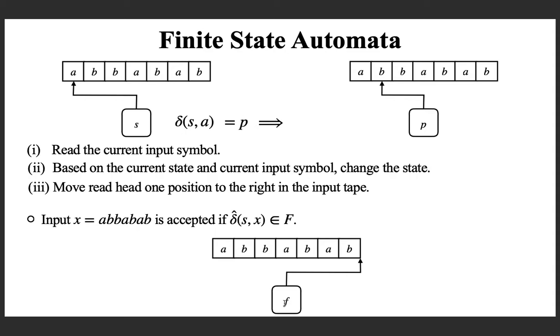So that is a finite state automaton. It has got an input tape with finite length, a control unit with finitely many states, and a read head pointing to one of the cells in the input tape. At any point of time during the computation of the finite state automaton, it looks at the current input symbol and the current state, and based on these two it makes a transition. Transition means a state change, and that's what a finite state automaton is.